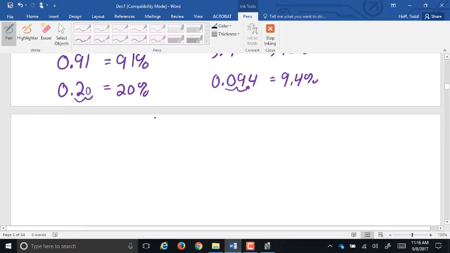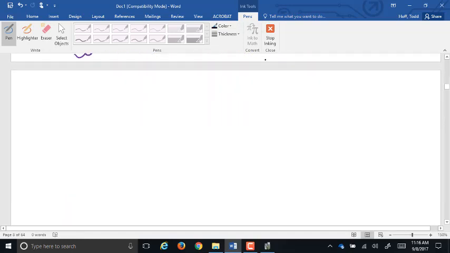The last step then for converting is taking a fraction and turning it back into a percent. Let's start with one you all know. What is 3/4 as a percent? 75%.